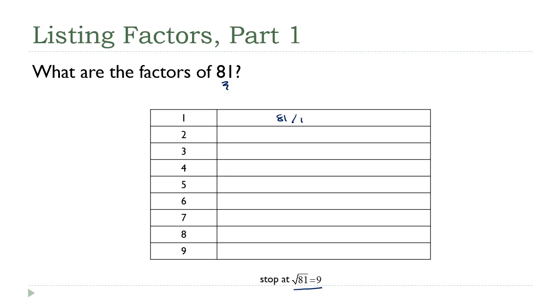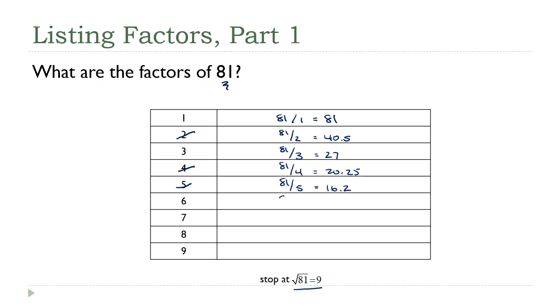81 divided by 1 is 81. All right, 1 went into 81 evenly, so 1 is a factor. 81 divided by 2 is 40.5, not an integer, right? So 2 is not a factor. 81 divided by 3, that's 27, good. 3 is a factor. 81 divided by 4 is 20 and a quarter, so that's not one. 81 divided by 5 is 16.2, also not an integer.